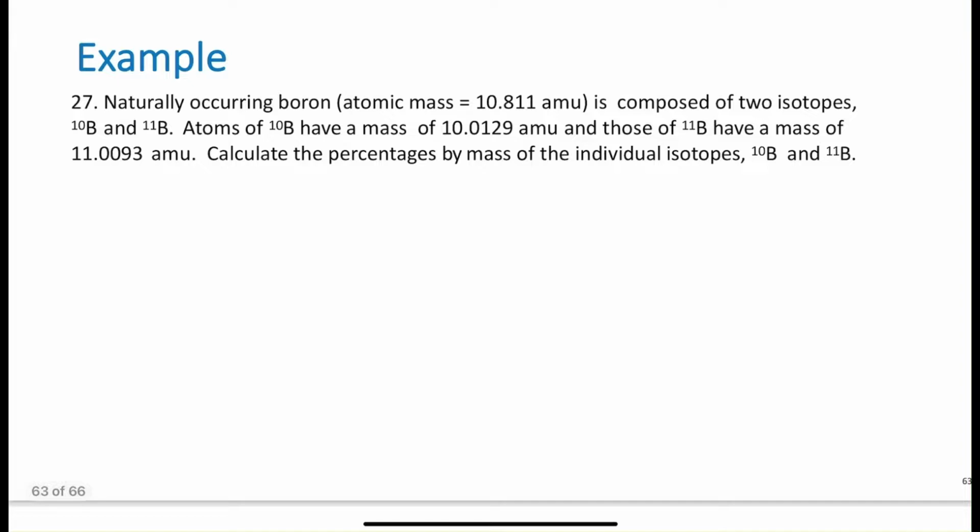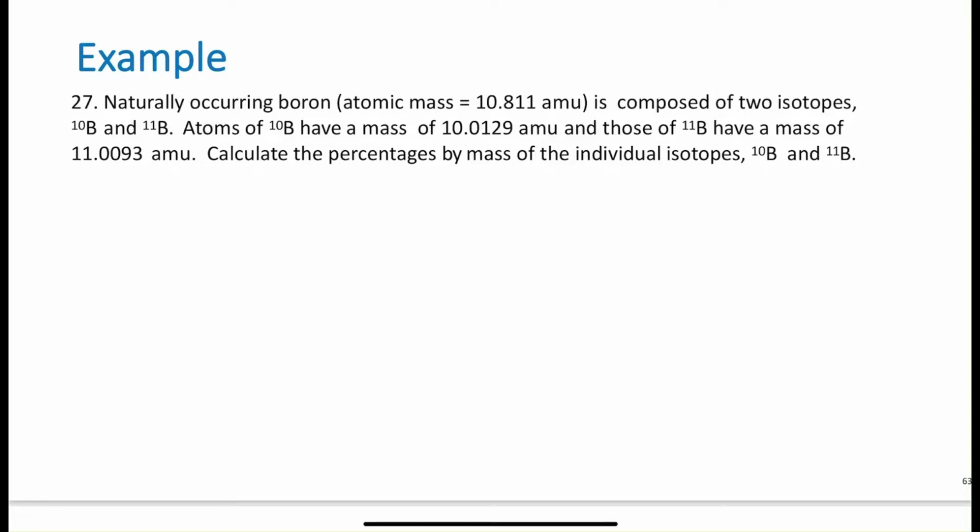Another isotope example. Naturally occurring boron has an atomic mass of 10.811 AMU. It's composed of 2 isotopes, boron 10 and boron 11. Atoms of boron 10 have a mass of 10.0129 AMU, and those of boron 11 have a mass of 11.0093 AMU. Calculate the percentages by mass of the individual isotopes of boron 10 and boron 11.